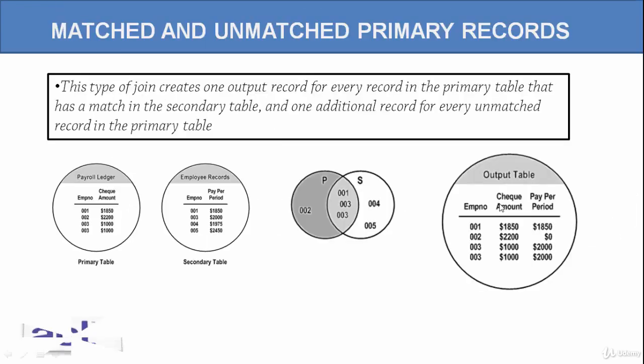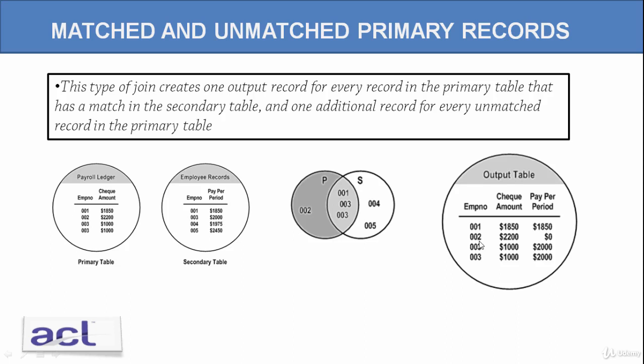So we move to the third type of join, which is match and unmatched primary records. In this scenario, what this is going to do is that it will return both matched records and unmatched records in the primary table, and give you the result like this. So what that means is that for every record that matches with any record in the employee table, it will return it, and for every record in the payroll ledger that does not match with any record in the employee table, it will also return it.